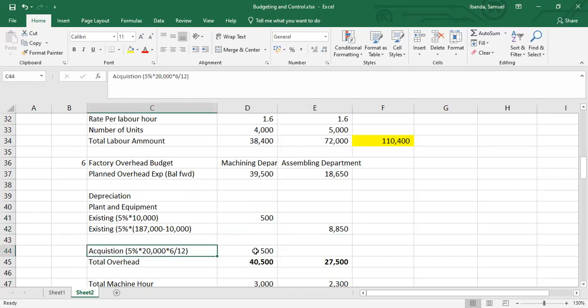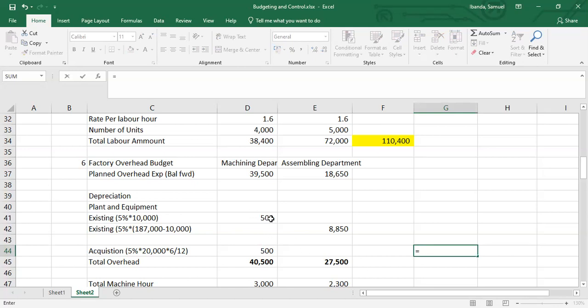The same thing happened with what we purchased. We purchased a component basically for machining. So when we are taking it to the balance sheet, we shall not really do this breakdown. Mine is just to add the respective depreciation, the 500 plus the 850 plus the 500, to get 9850, which I'm going to be able to use on the other side.